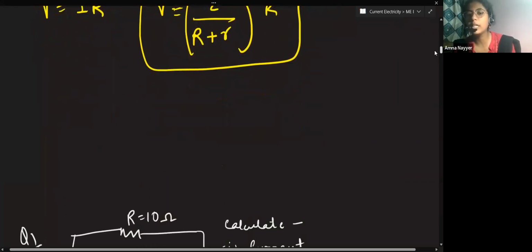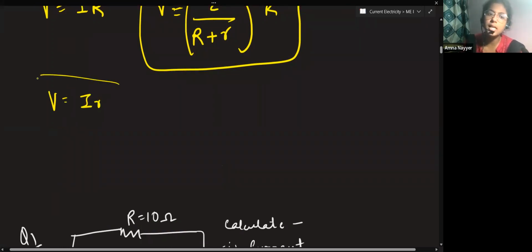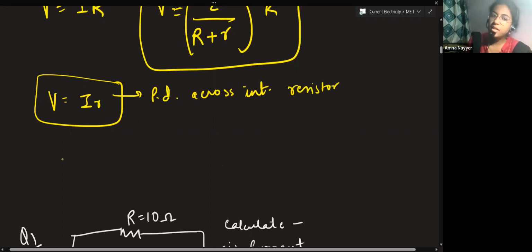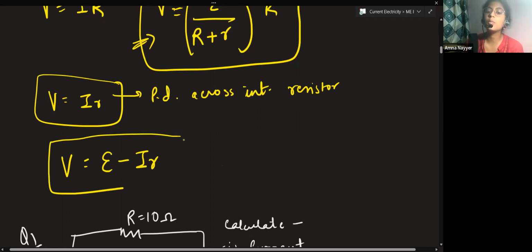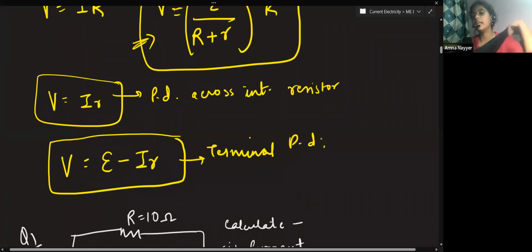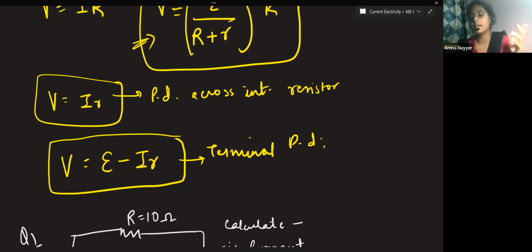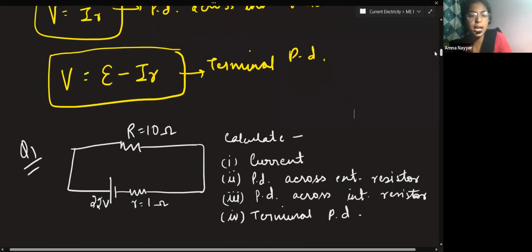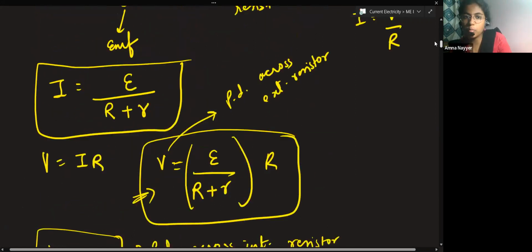If you have to find out the potential across internal resistance, then you write V is equal to I into small r, the internal resistance of the cell. This becomes the formula for potential difference across internal resistance. One more formula that you have for terminal potential difference is V is equal to E minus Ir. E is EMF, I is current, small r is internal resistance. So these are some formulas. And on that, I have written an exact formula-based question. So do one thing, note down these formulas and then try that question.